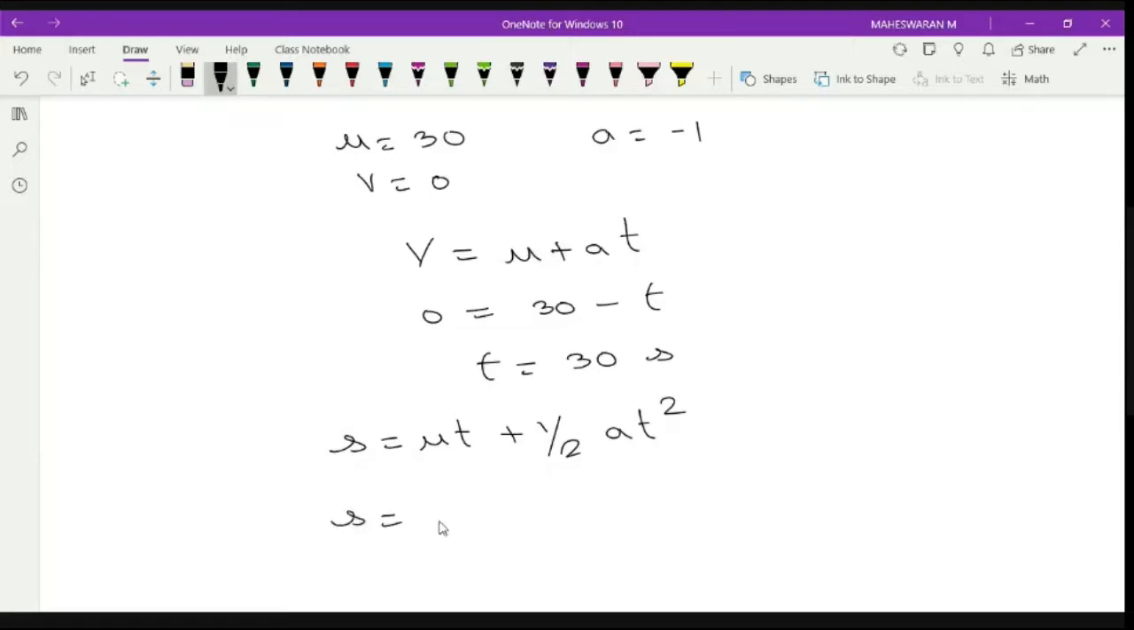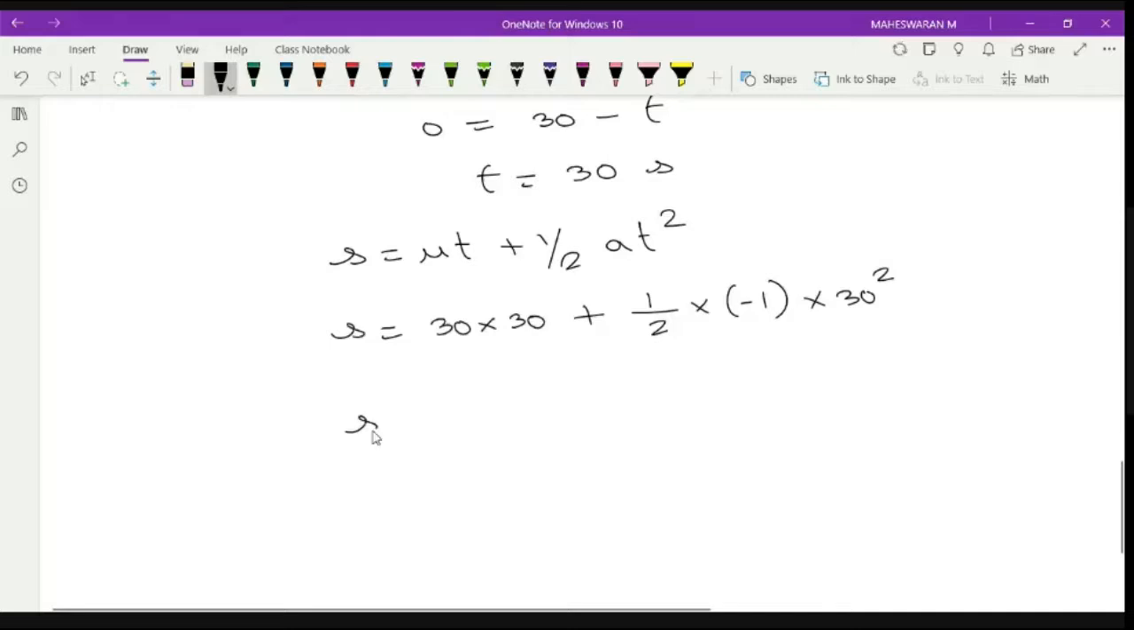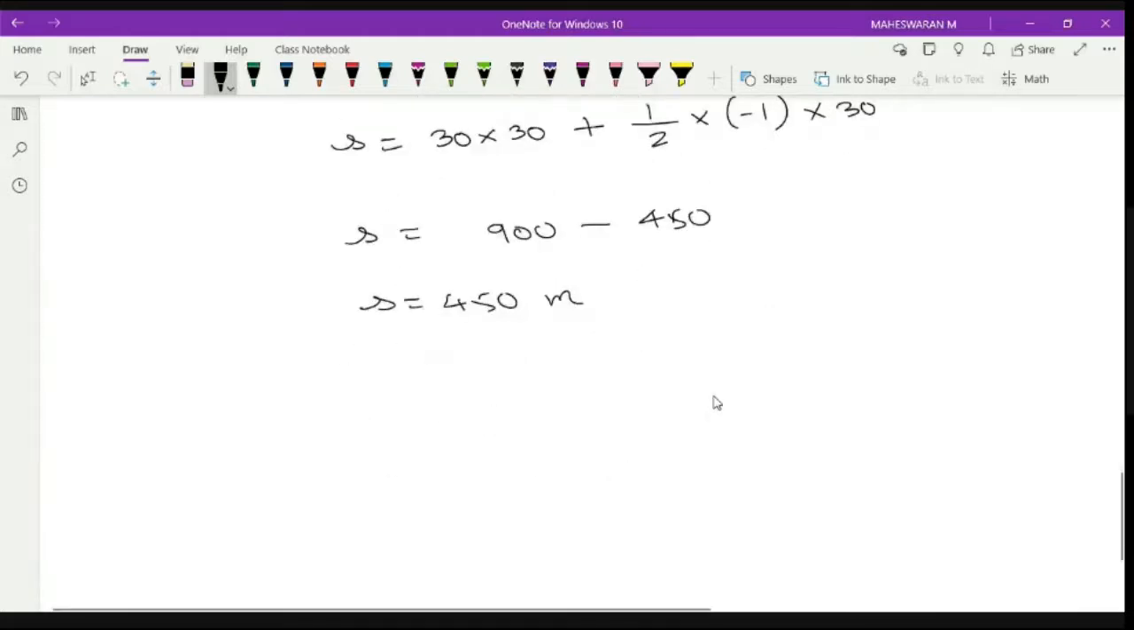So S is equal to U, which is 30, into T, which is 30, plus half into minus 1 into 30 square. So your S will be 900 minus 450, which is 450. So your S is 450.